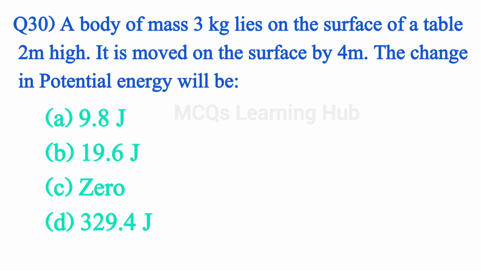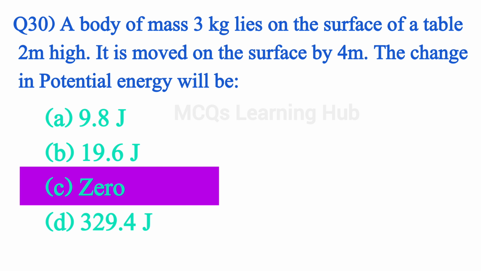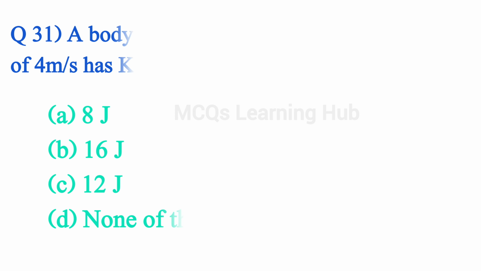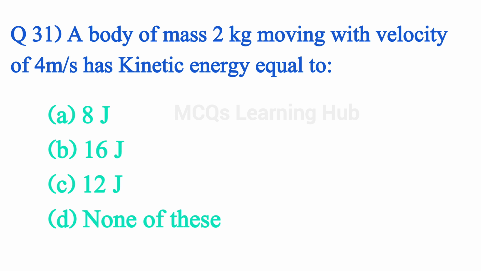A body of mass 3 kilograms lies on the surface of a table 2m high. It is moved on the surface by 4m. The change in potential energy will be? Option C is correct. A body of mass 2 kilograms moving with velocity of 4 meters per second has kinetic energy equal to? Option B is correct.